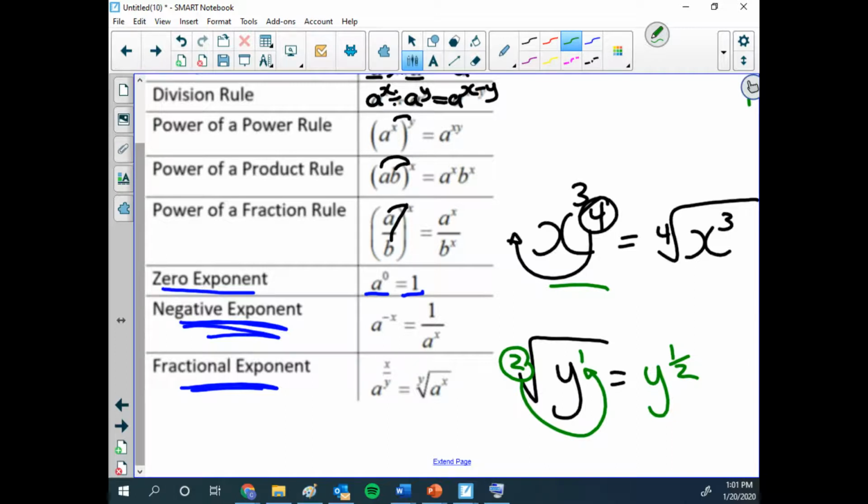Kind of sort of remember that? Yeah. All right, so that's all the exponent laws. So now let's take those exponent laws and apply them to a few questions.